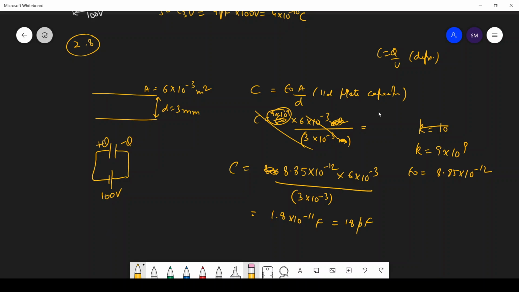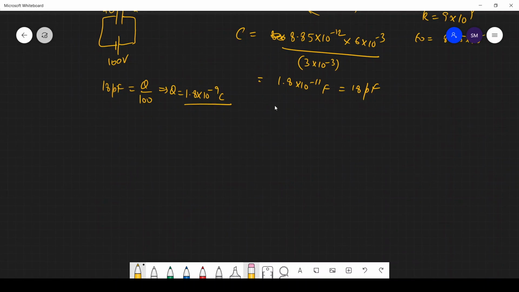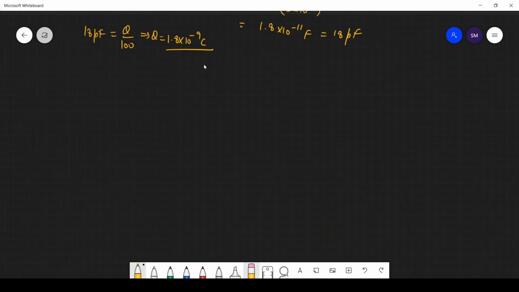So what is the charge? Now we'll use this formula. We know the capacitance, so when we are dealing with charge, we'll be using this formula. Capacitance is 18 picofarad, equal to charge, which we need to calculate, divided by 100. So this comes out to be Q equal to 1.8 into 10 to the power minus 9 coulombs. Okay. So next question.